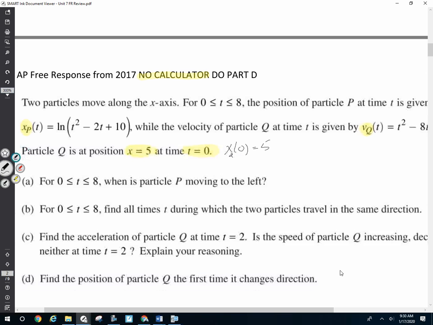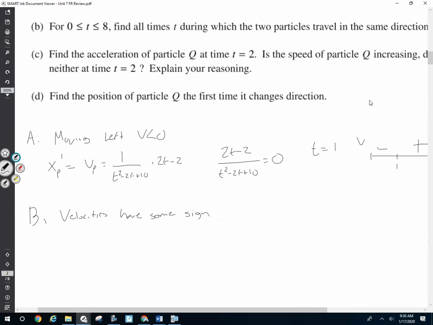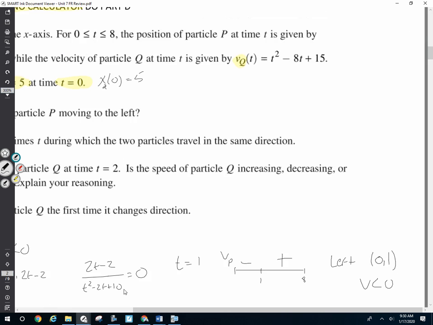I analyze the velocity of particle P. Let's analyze the velocity of particle Q. So this is the velocity of P. Let's look at v of Q. I'm going to set that equal to 0.